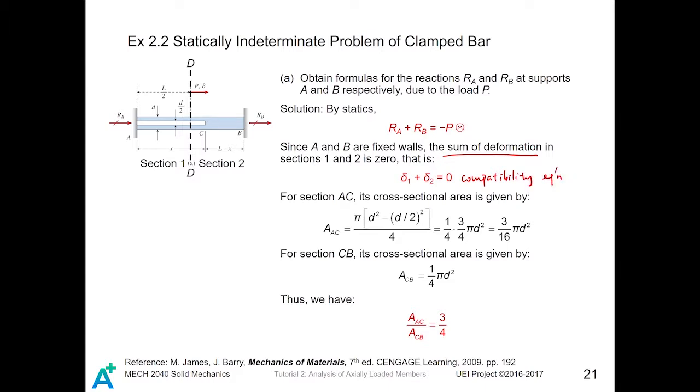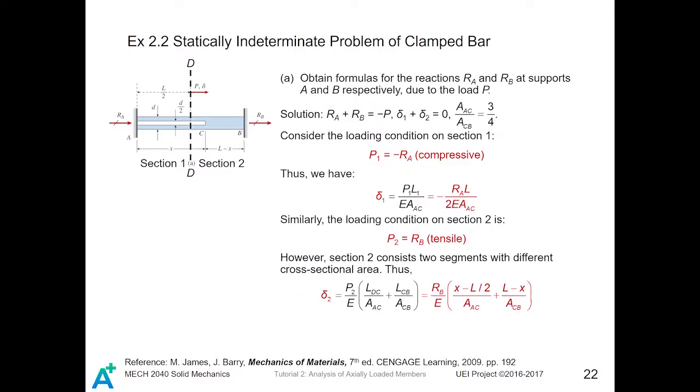Next, we find the cross-sectional area of sections AC and CB. Notice that the hole is longer than 1/2 of the bar. For section AC, its cross-sectional area is given by 3 pi d squared divided by 16. And for CB, it is 1/4 of pi d squared. Therefore, we can find the area ratio of section AC and CB, which is 3 divided by 4. By those formulas, we continue our analysis.